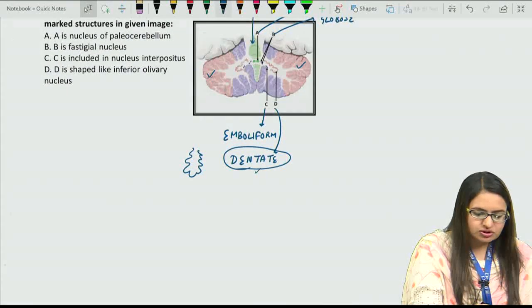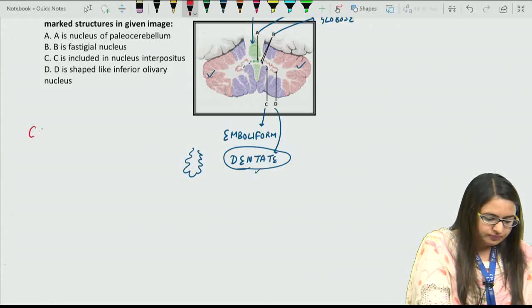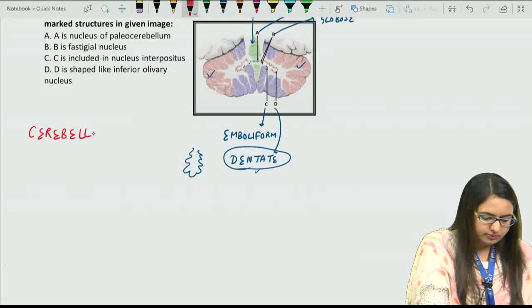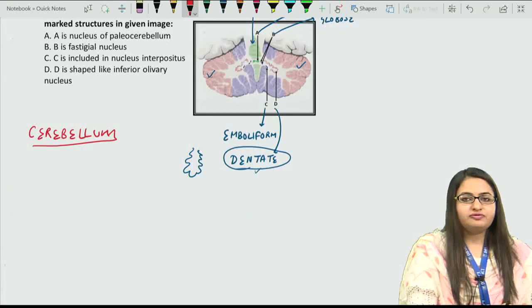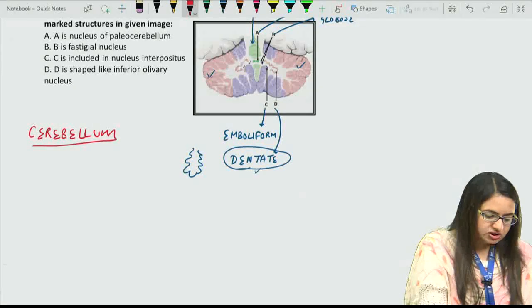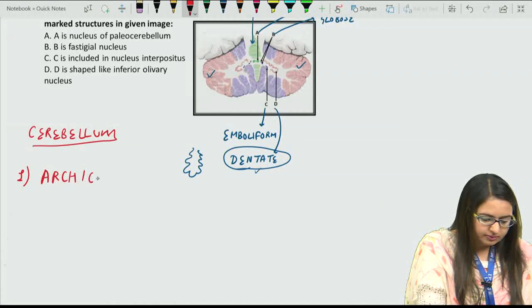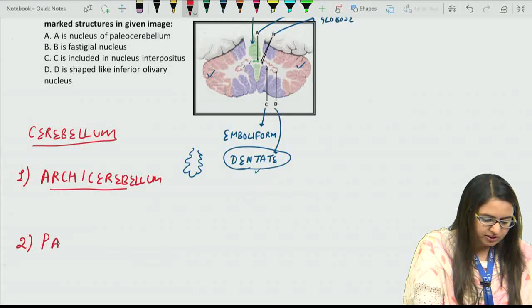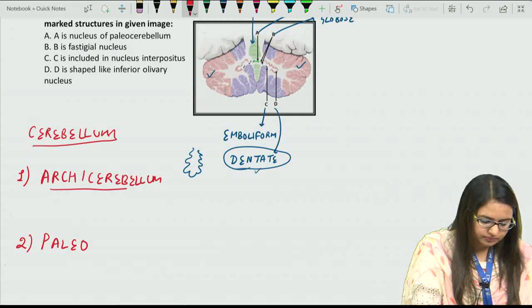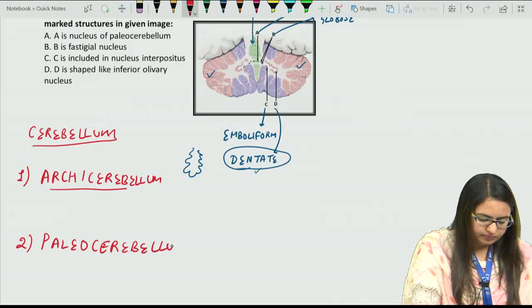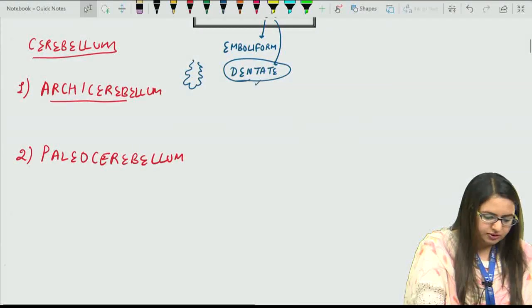Now when we talk about the parts of the cerebellum, if we talk about the phylogenetic division or the morphological division, it is being divided into three portions. First is the archicerebellum. Then second is the paleocerebellum. And the third one is the neocerebellum.